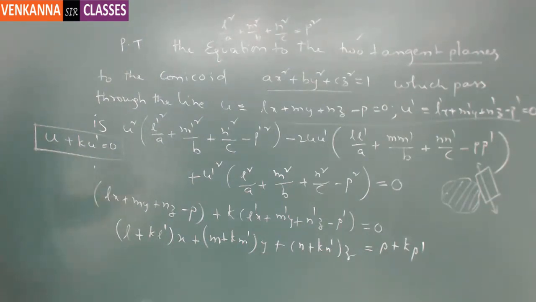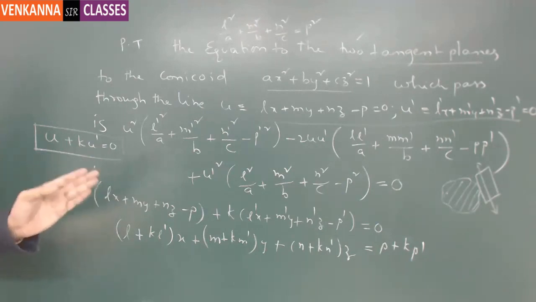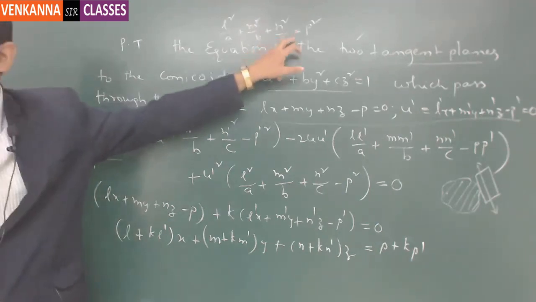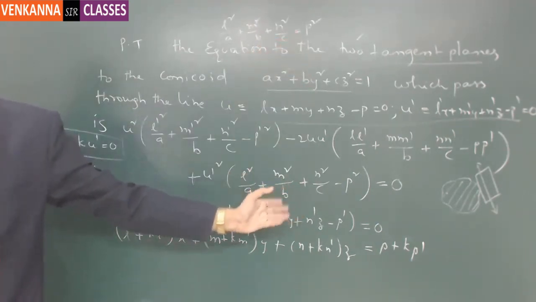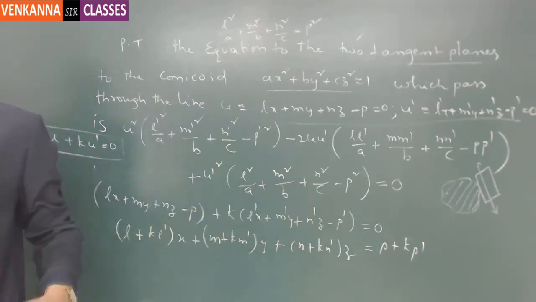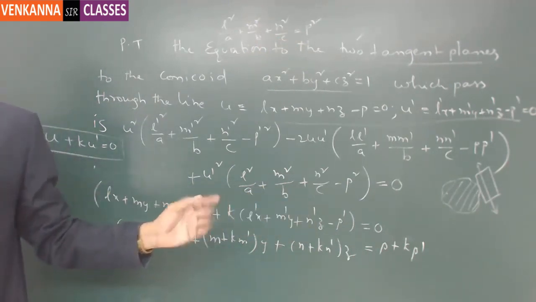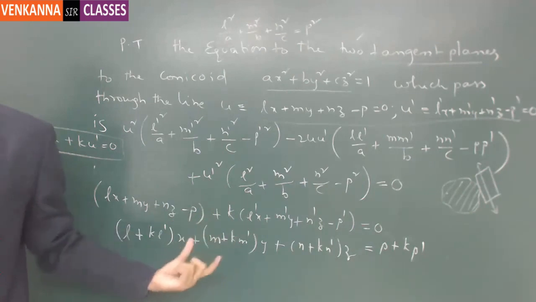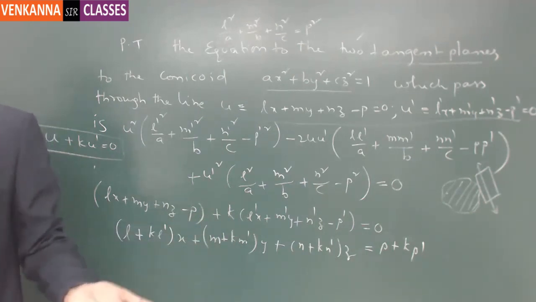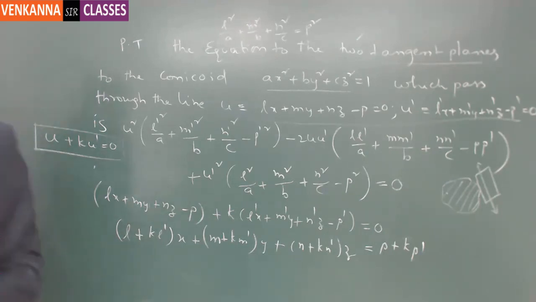So let us use the same condition here, where P is nothing but the distance value, the constant value in the plane. The L, M, N values are nothing but the coefficients of x, y, z in the plane equation. The A, B, C values are taken from the conicoid. So I will make space here.